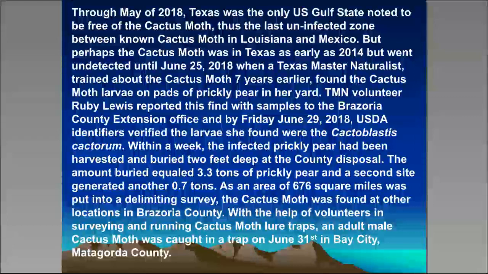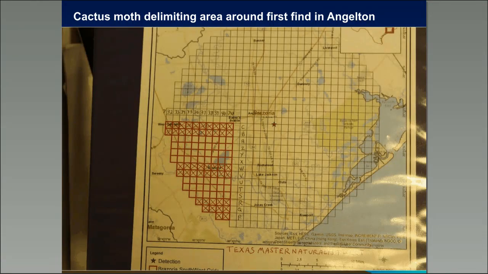And then a survey was established with USDA APHIS Plant Protection and Quarantine, and it covered on this map an area in Brazoria County of 676 square miles. The part of the map that you see here in the bottom left was an area where Texas master naturalist volunteers were employed to go and survey up and down roads and on property and along roadsides during this survey period.